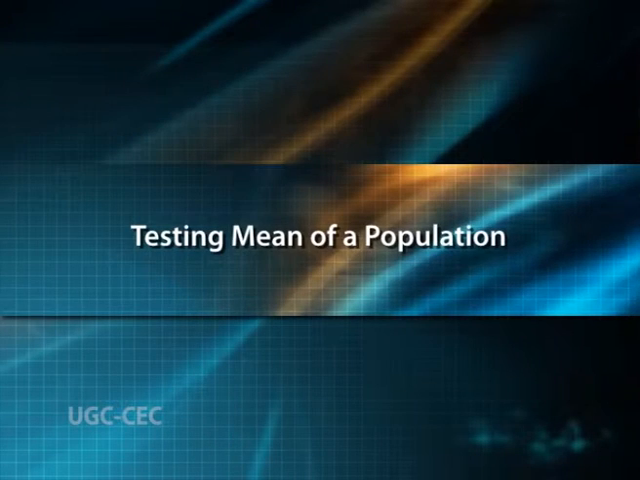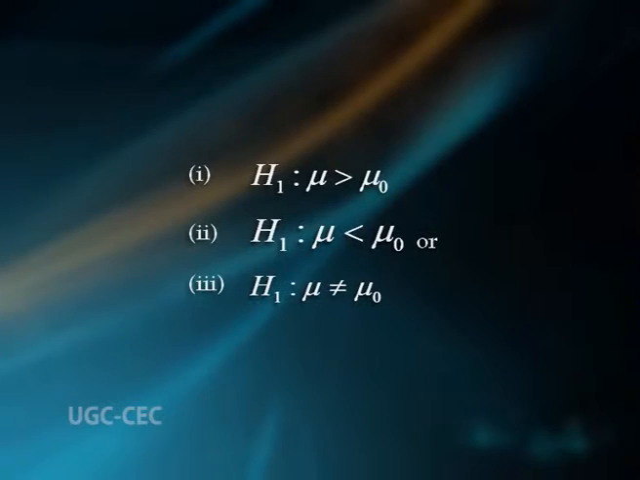Testing the mean of a population. Consider the hypothesis regarding the mean mu of a population. Let sigma be the standard deviation of the population. Consider the hypothesis H0: mu equal to mu naught. The alternative hypothesis may be 1) H1: mu greater than mu naught, 2) H1: mu less than mu naught, or 3) H1: mu not equal to mu naught. Assume the significance level as alpha.